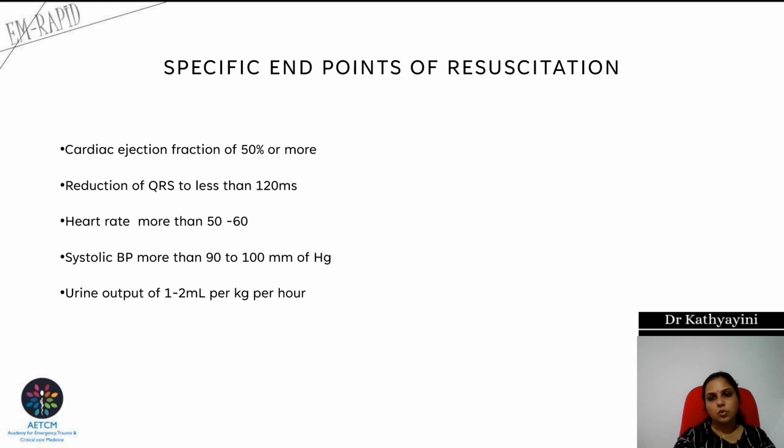That we should know. So, we'll be targeting a cardiac ejection fraction of 50% or more, the QRS interval reduction to less than 120 milliseconds. We will be targeting a heart rate of 50 to 60 beats per minute, then a systolic BP of more than 90 to 100 millimeters of mercury, and a urine output of 1 to 2 ml per kg per hour.